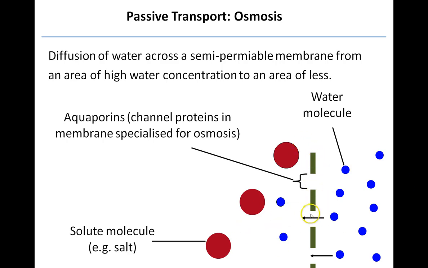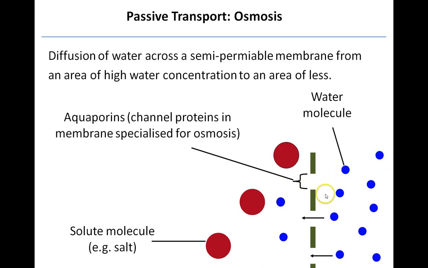So here we have a selectively permeable membrane. The cell membrane is like this. There are holes in it that allow water molecules to move through, but not other larger molecules. So imagine this is a big protein molecule here. It can't move through this little gap. Only the little water molecule can.